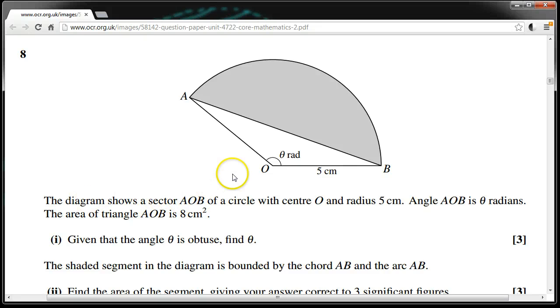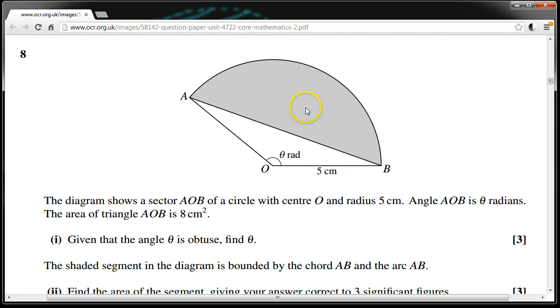The diagram shows a sector AOB of a circle with center O and radius 5 centimeters. Angle AOB is theta radians. The area of the triangle AOB is 8 centimeters squared. Given that the angle theta is obtuse, find theta.